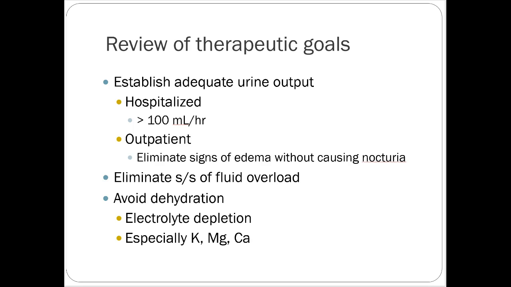So therapeutic goals: we're usually looking at urine output. This isn't really possible for outpatients. We can't just have somebody pee into a catheter bag and measure their urine and figure out what it is. Maybe you could do that, but it'd be logistically difficult. In the hospital, it's a lot easier, especially if the patient's catheterized, you can look at how much urine they're making. You want to try to target 100 mils per hour.